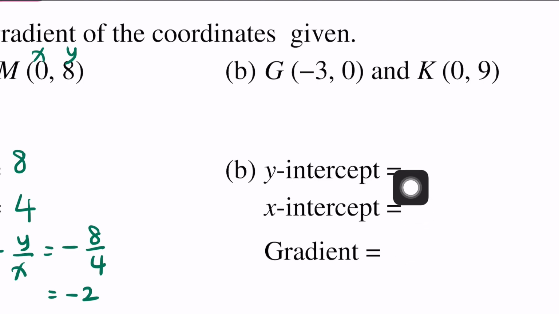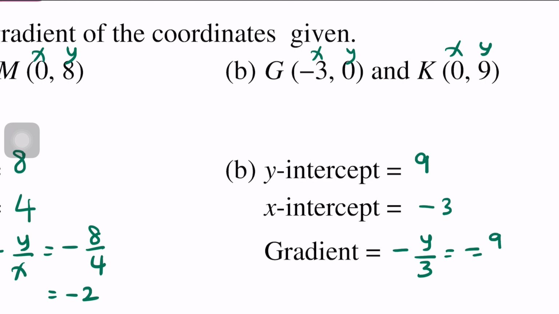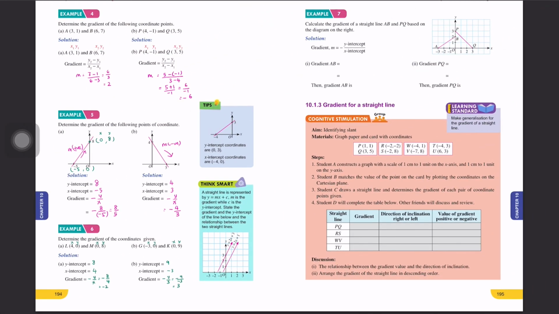Let's move to B. Negative 3, 0 and 0, 9. You write x first, then y. Now the value is on the x-axis, so negative 3 is the x-intercept. For 0, 9, 0 is x, right? So the one that has a value is on the y-axis, so that is the y-intercept, which is 9. So the gradient, in intercept form, is negative y over x, negative 9 over negative 3. So 9 over 3 is 3. Just like that. Simple, right?